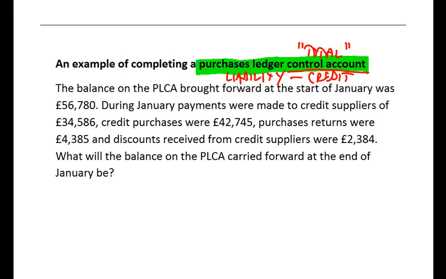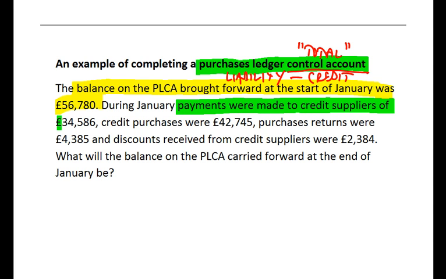Well, we're told that the balance on the purchase ledger control account brought forward at the start of January was £56,780. That's the amount that we owed our suppliers at the beginning of the month, sometimes called the opening balance, or the balance brought forward. Now, during January, we've got a variety of transactions. We've got payments made to credit suppliers of £34,586. Now, if I pay my suppliers, that's going to reduce the amount that I owe them.